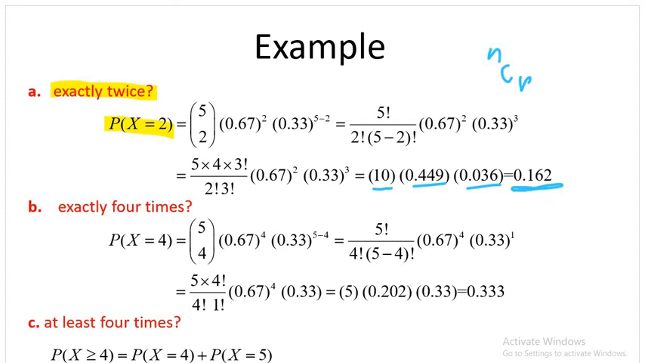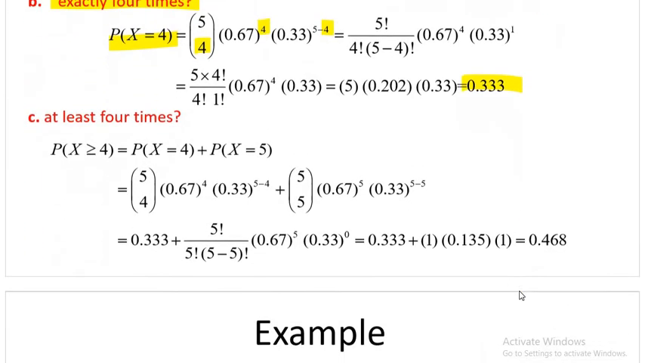Now the question is, what is the probability that you finish in the money exactly 4 times? Exactly 4 times means x is equal to 4. So if x is equal to 4, you replace x with 4 in the formula. You see, power x and power n minus x. So I just replace here, you see, you had 2, x2, x2. Now I replace this x by 4, and you can simplify. Your answer is 0.33.